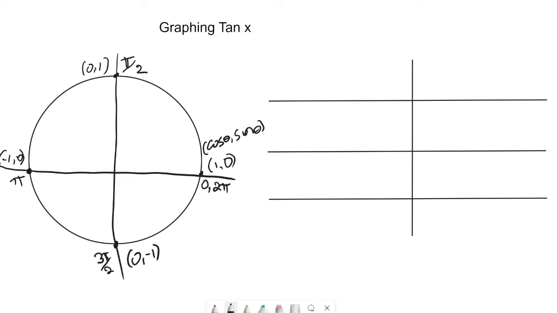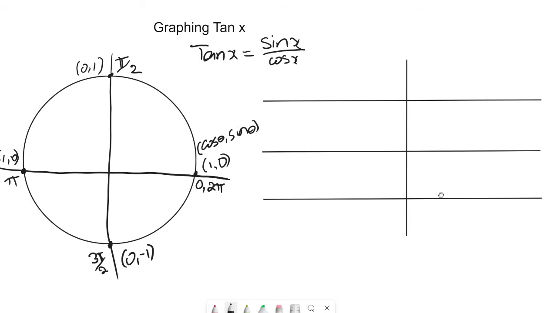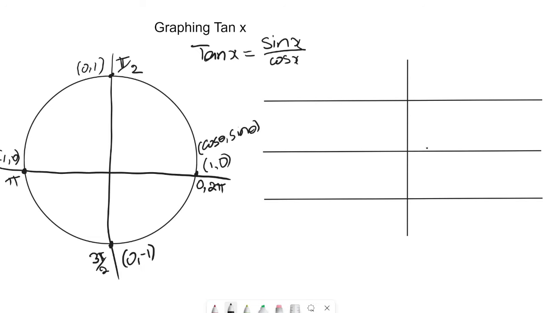Now, what's going to be important when we're graphing tan is that we need to recall that tan of x is actually sine x divided by cosine x. And we saw that when we looked at the unit circle. This is going to be important when we're folding out the unit circle. So let's say we're using the points that we used before: pi over 2, pi, 3 pi over 2, and 2 pi.